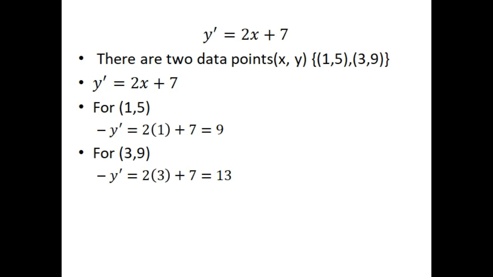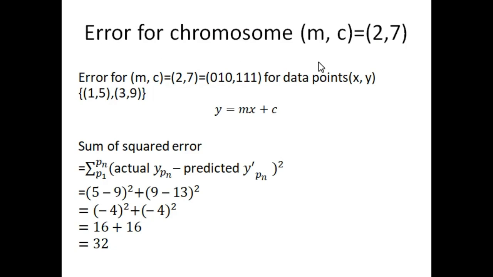Just look at the next slide. So I am computing the error for this chromosome 2, 7. I will compute the sum of squared error, which is equal to 32.